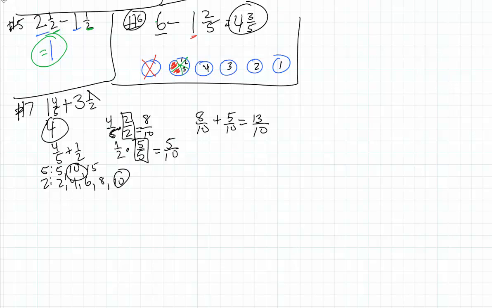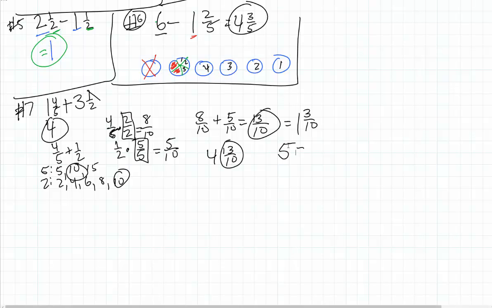So we have 4 and 13/10. Now this is an improper fraction, so this 13/10, I know it's going to be 1 whole. If we take 10 pieces out, we have 1 whole, and then we're going to have 3 left over, 3/10. So 1 3/10. So we have to add that with the 4. So we'll have 5 wholes and 3/10. 5 and 3/10.